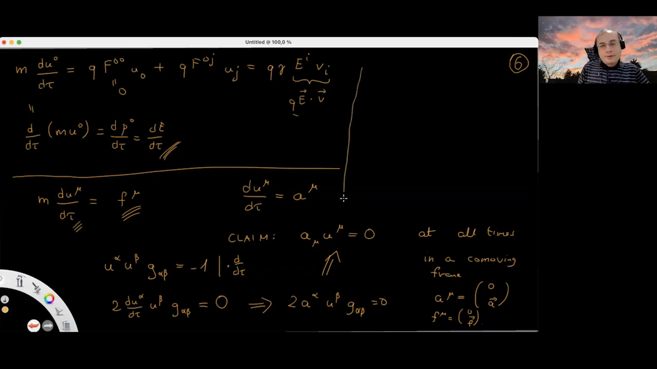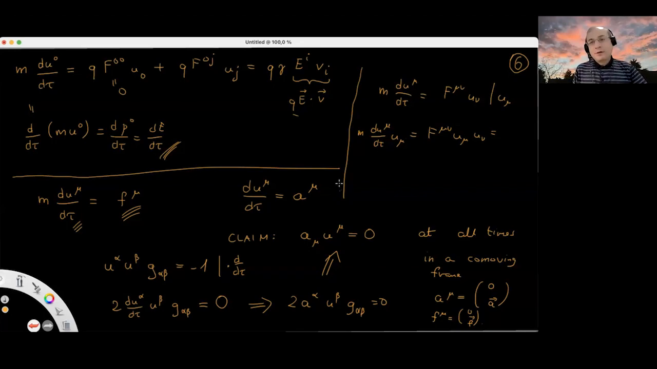And in our case, this makes perfect sense, because if you remember, we have m du^μ/dτ equal to f^μ. We may try to multiply it by u_μ to see if this is indeed orthogonal. And what we get on the right-hand side is m u_μ du^μ/dτ equal to F^μν u_μ u_ν. This is an anti-symmetric tensor which we have contracted twice with the same object, and this must be equal to zero. It's easy to check, because this is anti-symmetric.